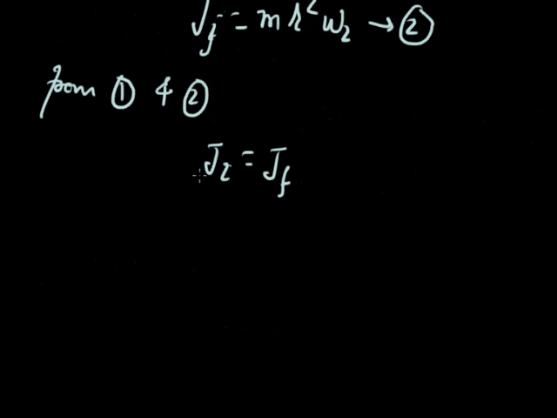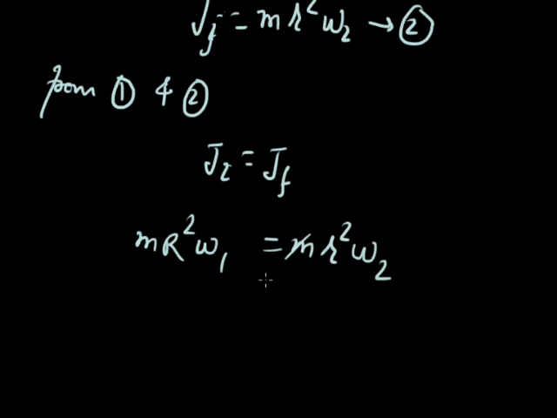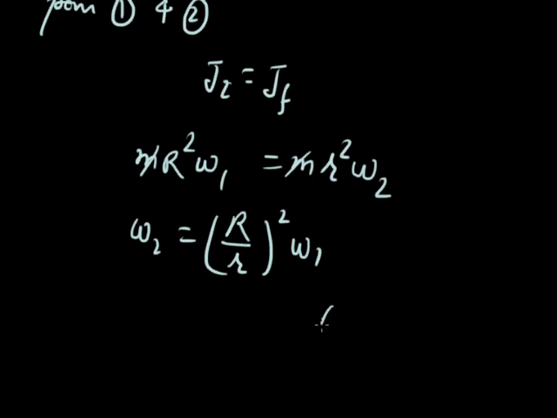So m R square omega 1 equals m small r square omega 2. The m cancels. We can easily find omega 2 will be capital R upon small r, whole square, into omega 1. We know very well that capital R is greater than small r. So omega 2 will be greater than omega 1. If we decrease the radius of rotation, then the speed of the stone will increase.